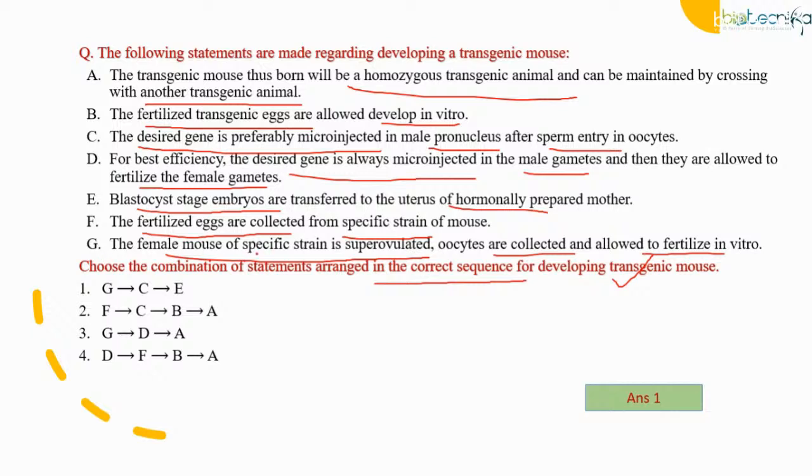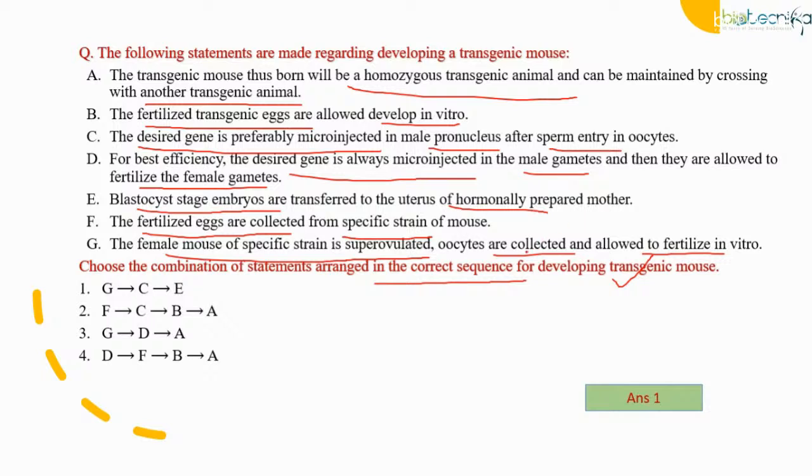That is, the female mouse of a specific strain is superovulated, oocytes are collected, and allowed to fertilize under in vitro condition. After that, the desired gene is microinjected into the male pronucleus after the sperm entry in oocytes, and then the blastocyst stage embryos will be transferred to the uterus of a hormonally prepared mother.